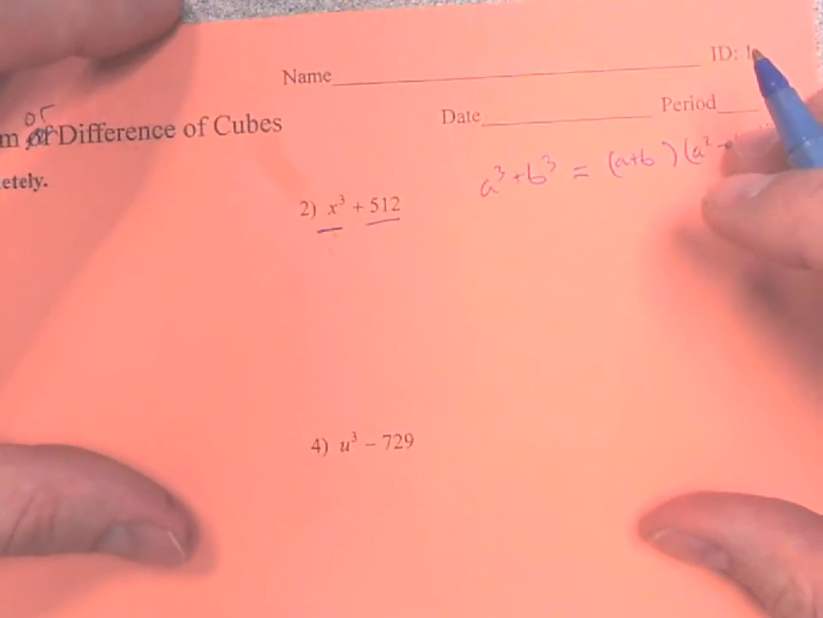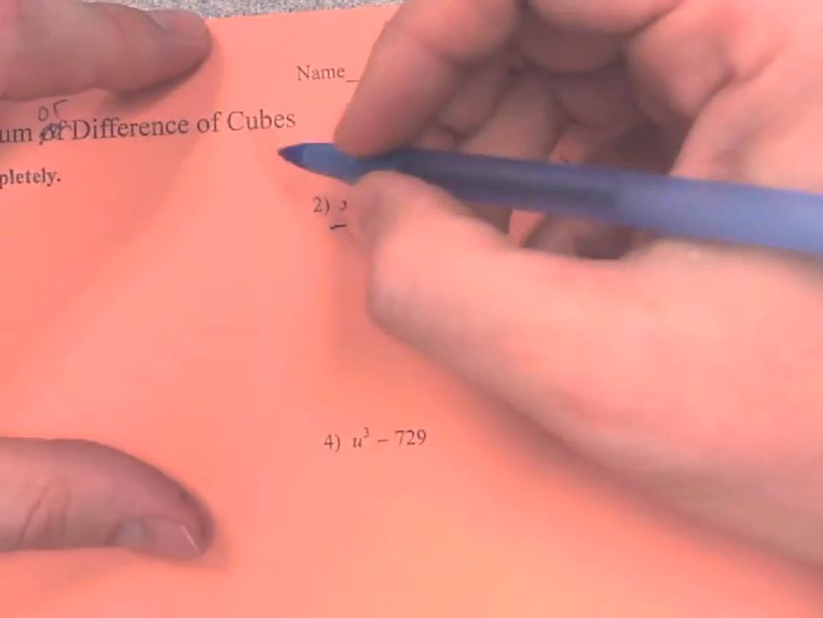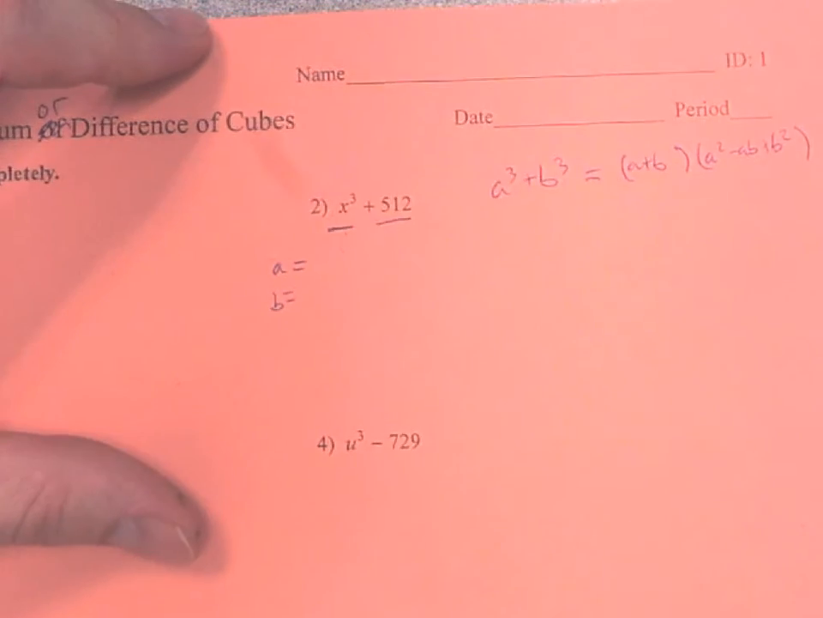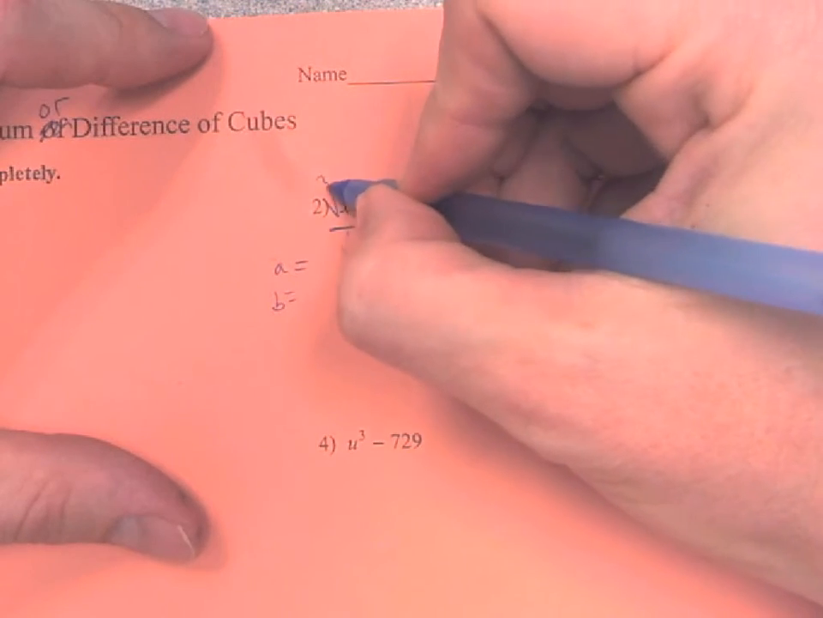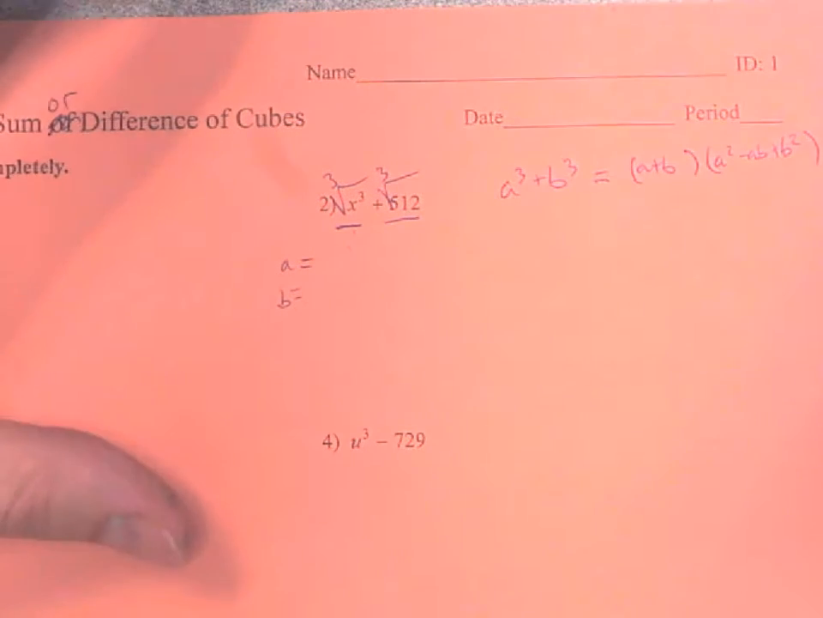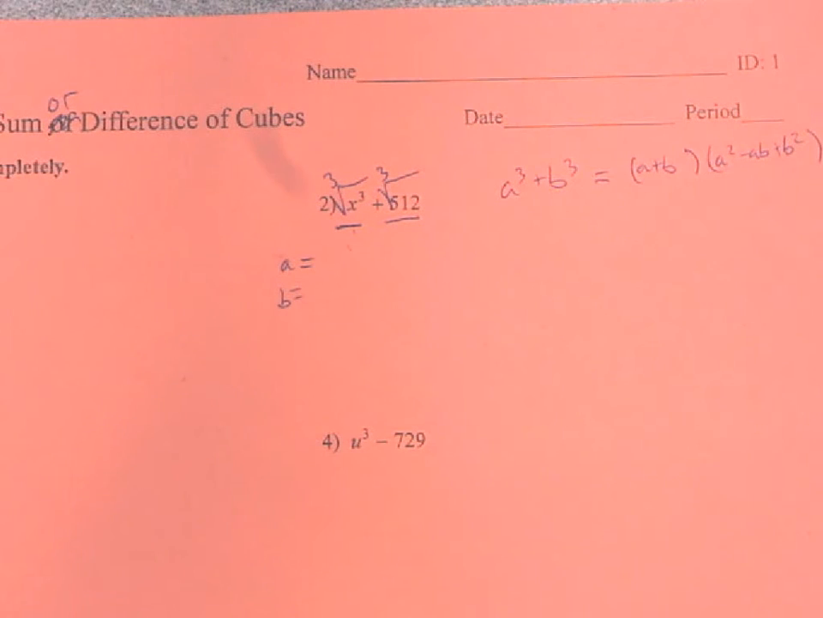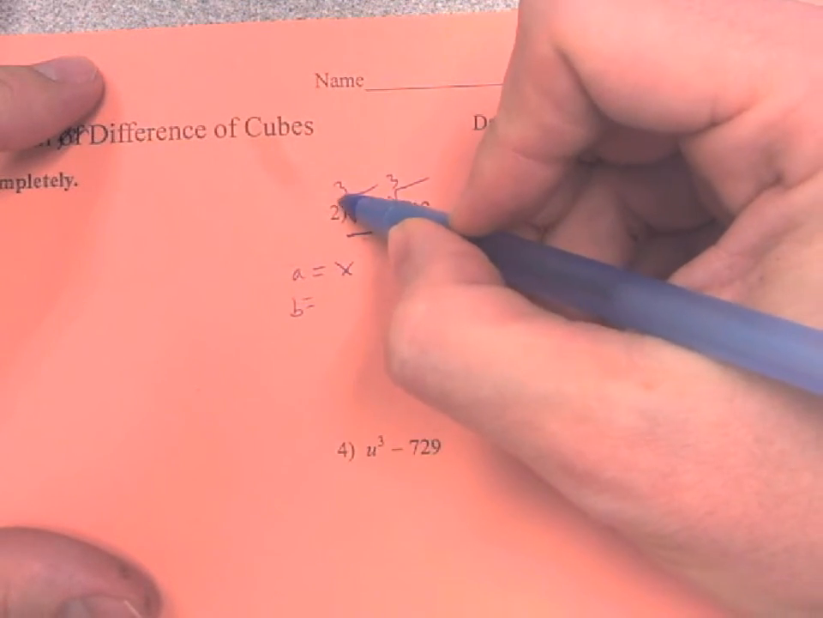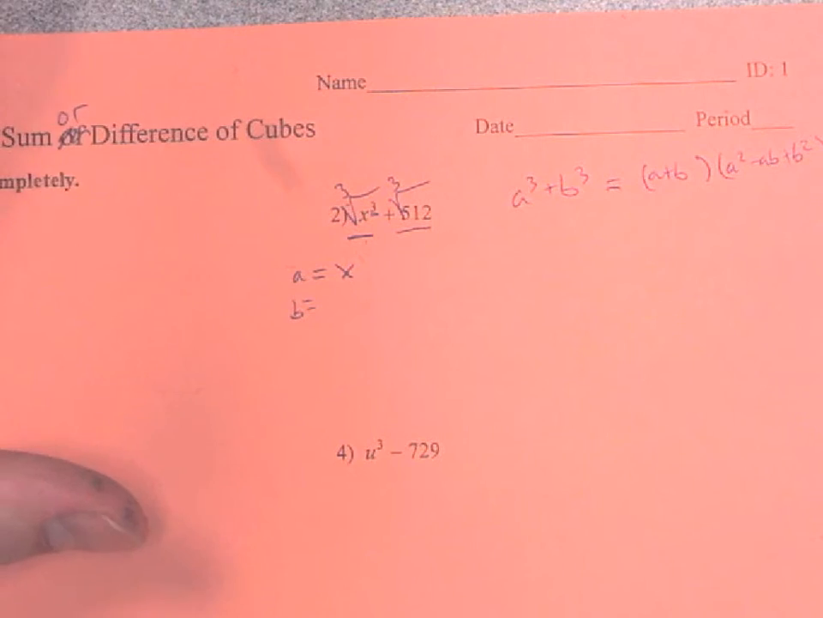So when we see this sum of cubes, the first thing we're going to do is figure out what our a and our b are. We do that just by taking the cube root of the two terms that we see here, and don't worry about any signs that you see. We'll talk about the signs in a minute. The cube root of x to the third is just x. The third power and the third root are inverses of each other, and they cancel out.